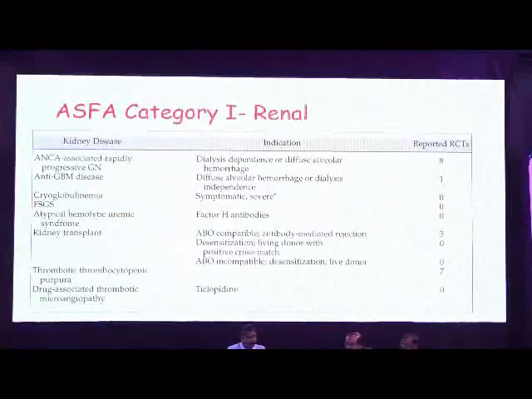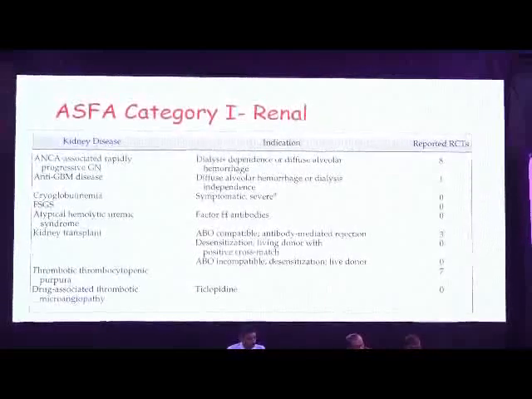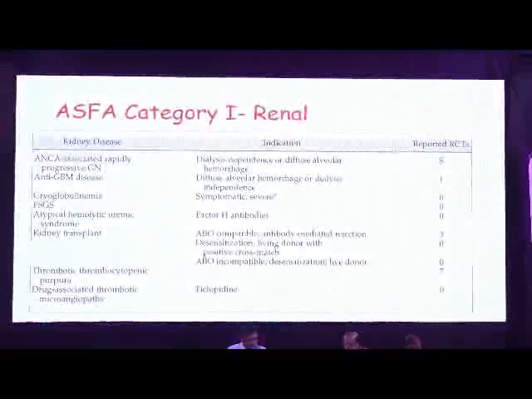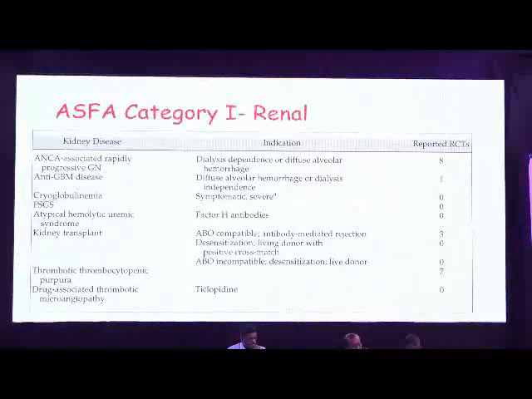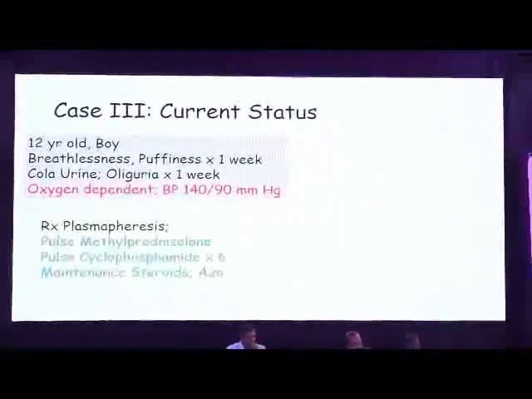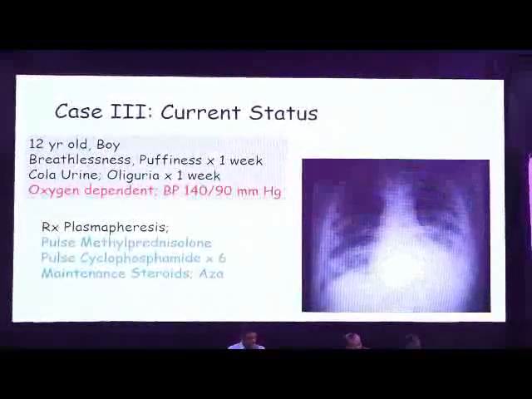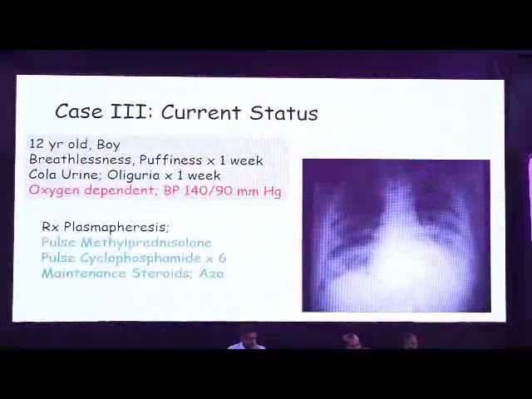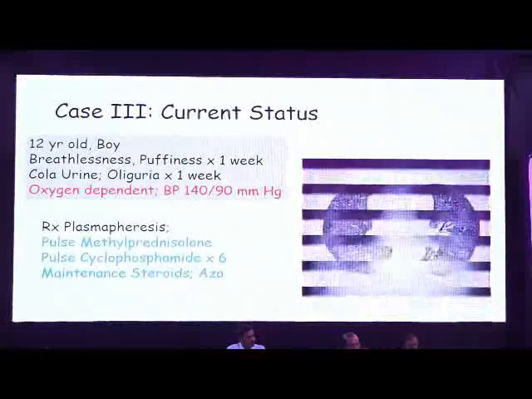Now remember that according to the American Society for Apheresis, ANCA-associated vasculitis which is dialysis dependent, or diffuse alveolar hemorrhage, is a grade 1 evidence to give plasma exchange, as is anti-GBM disease. So I would just highlight these two. These are specific indications for plasma exchange in these children. I'll take you back to this child who came to us from Madhya Pradesh. We could diagnose this pulmonary hemorrhage because we have missed some cases in the past. And this child was started on plasmapheresis and pulse methylprednisolone, and he improved.